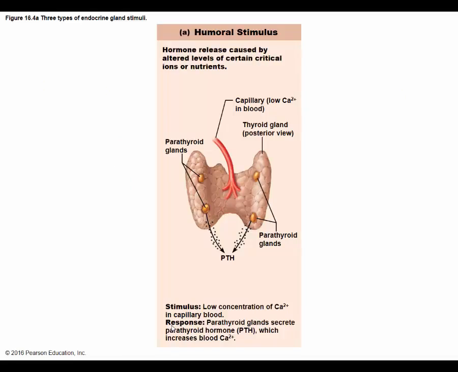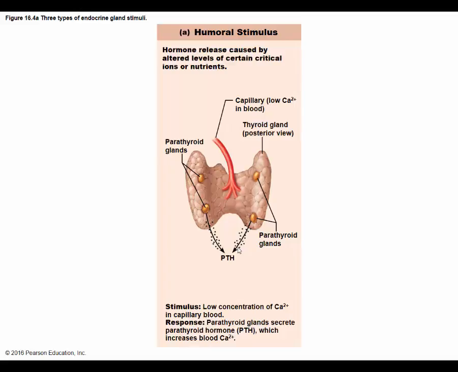So the first example, humoral stimulus. Calcium levels are low in the blood. That low blood calcium is detected by these little parathyroid glands. This is the endocrine organ kind of embedded in the thymus. So we have these parathyroid glands. They secrete parathyroid hormone to the blood, and that acts on bone to cause increased osteoclast activity to break down calcium from the bone and release that to the blood to raise blood calcium.